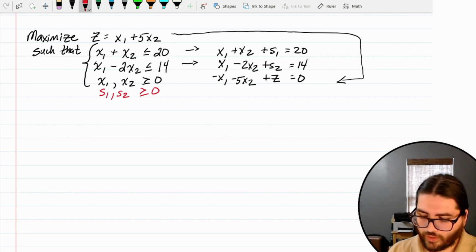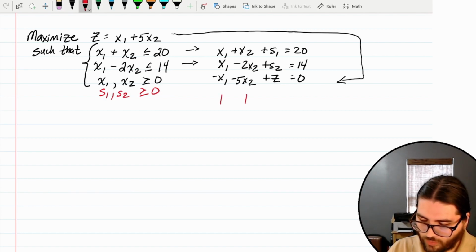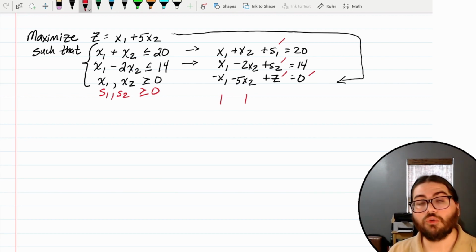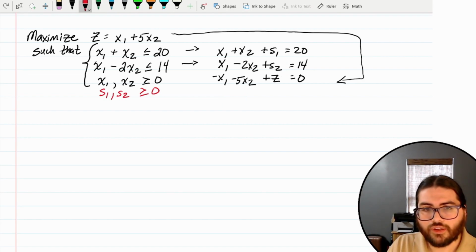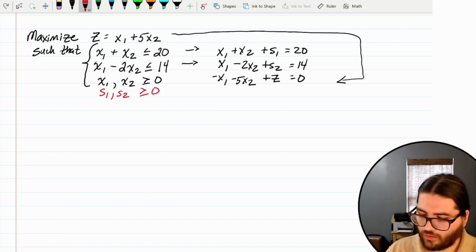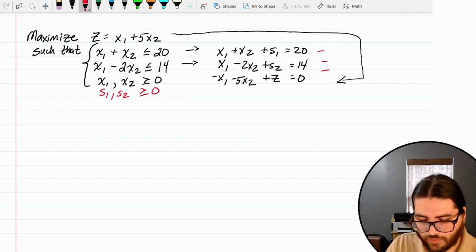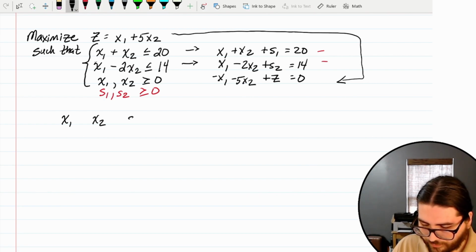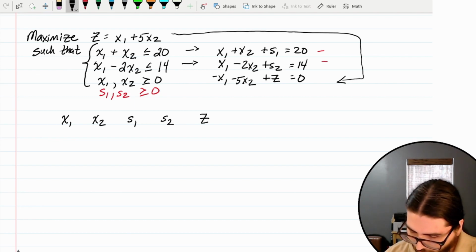This matrix will require, let's see, 1, 2, 3, 4, 5, 6 columns, right? 1 for every variable plus 1 at the end across the bar. So 6 columns. And it will require 1, 2, 3 rows. 3 rows, 6 columns. I'm going to label my columns just to help me out. Bar.